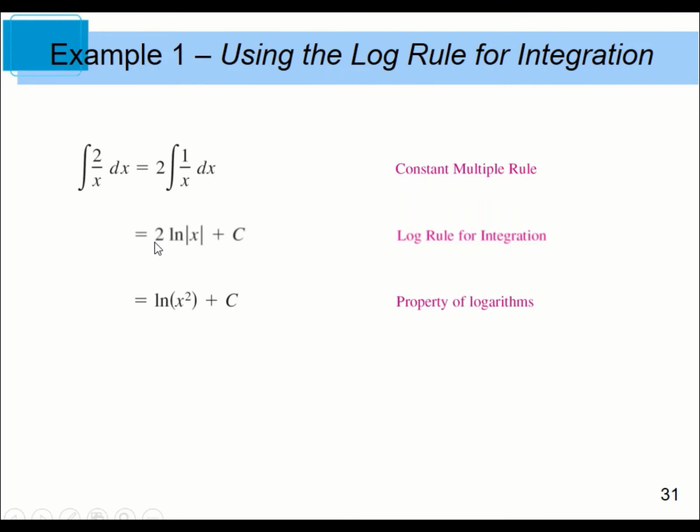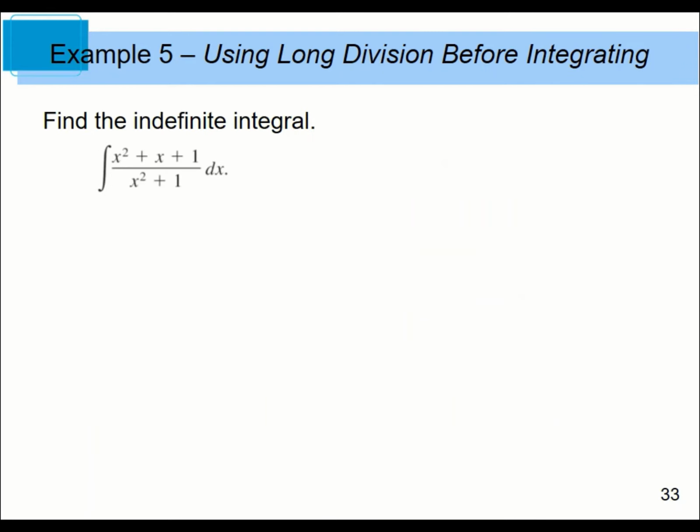Now after that, this 2 we can bring up to be the power. When we bring it up to be the power, we know that this is always positive, and we can remove the absolute function. Let's take a look at another example here.